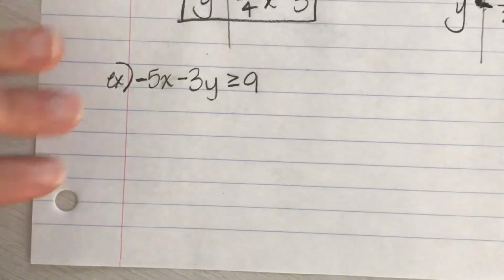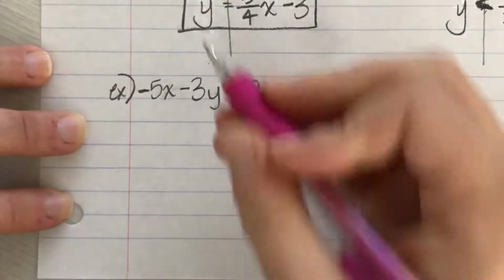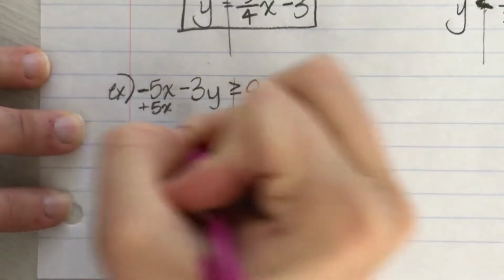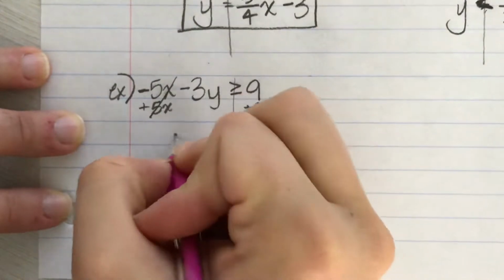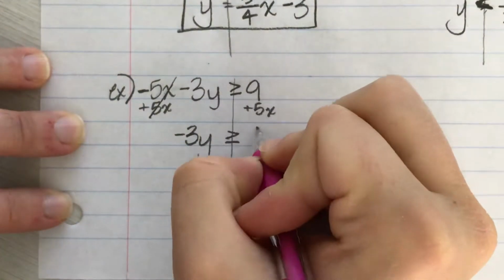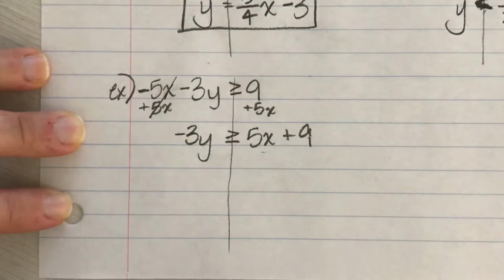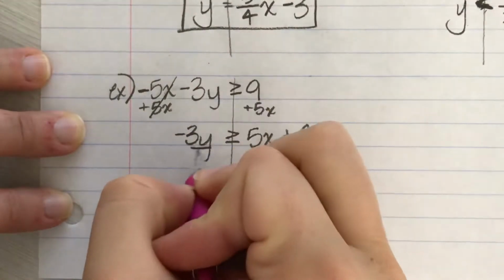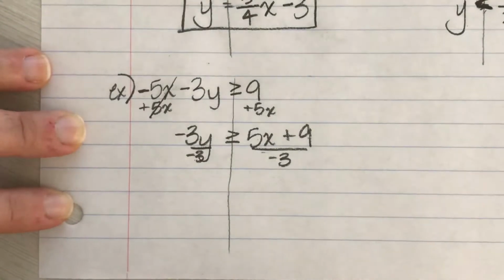All right, one more example. Another inequality, because inequalities do have one little tricky thing that happens in them. All right, I'm going to add 5x. Those cancel out. Negative 3y is greater than or equal to, I'm going to go ahead and put these in order, 5x plus 9. Put the x term in the front. Then I'm going to divide by negative 3. And here's where we test your memory.